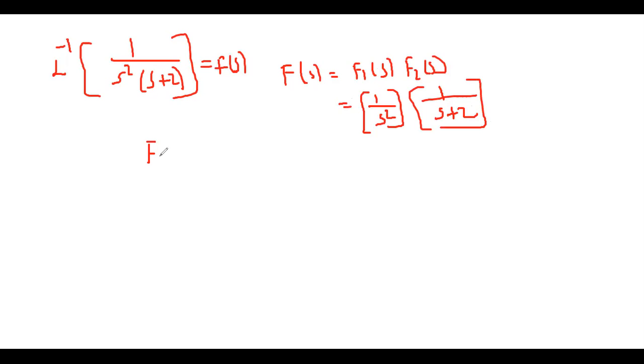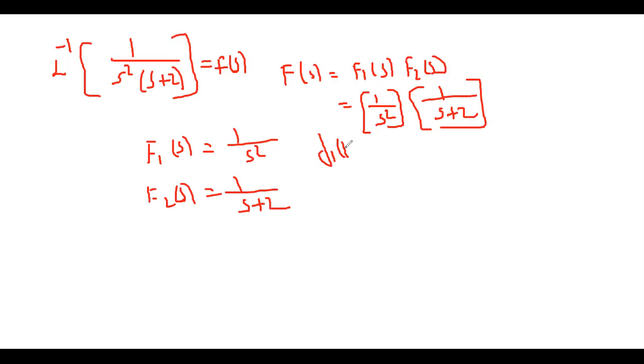Okay, f1 of s I am assuming is 1 by s square, and f2 of s I am assuming is 1 by s plus 2. What is the inverse Laplace transformation for f1 of s? f1 of t is equal to t into mu of t, since mu of t is 1 by s, and multiplied by t gives 1 by s square. And f2 of t, the inverse Laplace transformation of 1 by s plus 2, is e power minus 2t mu of t. Okay, we got the time domain.